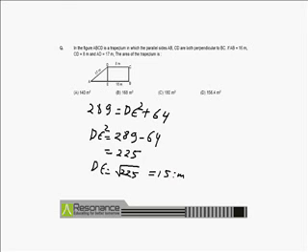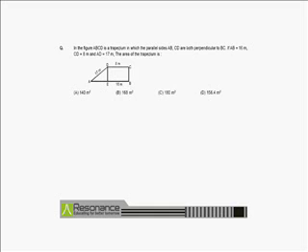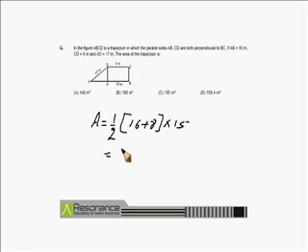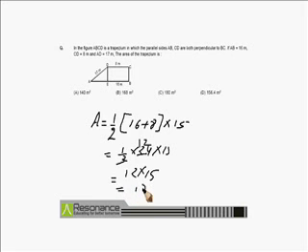Now we know that the formula for the area of a trapezium is half the sum of the parallel sides, that is 16 plus 8, into the distance between them, that is DE, which comes to be 15. So half of 16 plus 8, that is 24, into 15, which comes to be 12 into 15, that is 180 centimeter square.